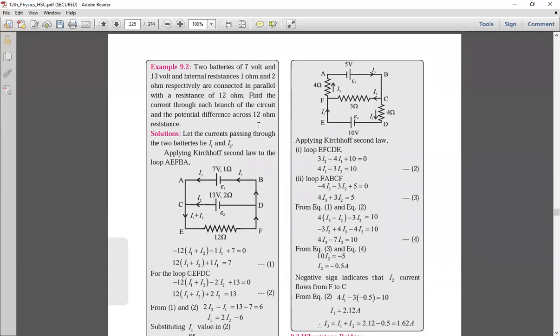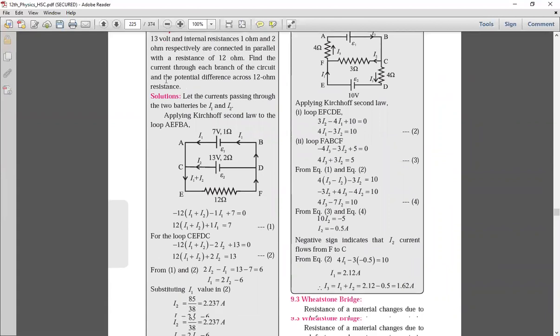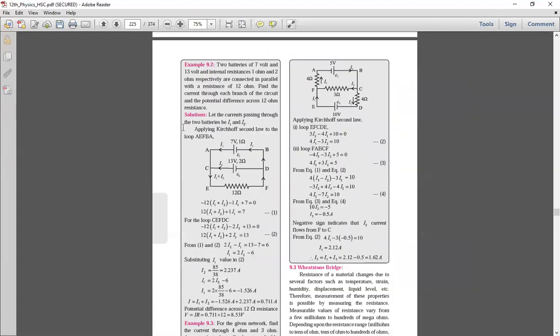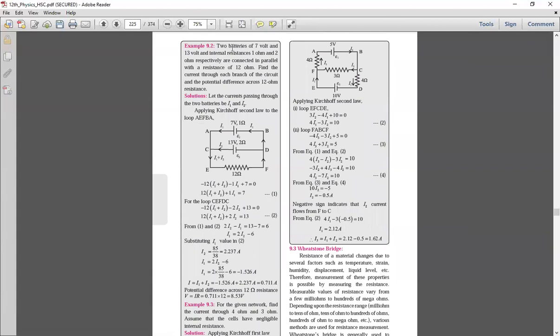So there are two solved problems in the book on Kirchhoff's voltage law. These two problems are also the same as the unsolved problem I already mentioned. Two batteries of 7 volt and 13 volt, with internal resistances of 1 ohm and 2 ohm, are connected in parallel. As you can see, it is connected. They don't show the internal resistance along the side, so I try to show it here. An external resistance of 12 ohm is given.